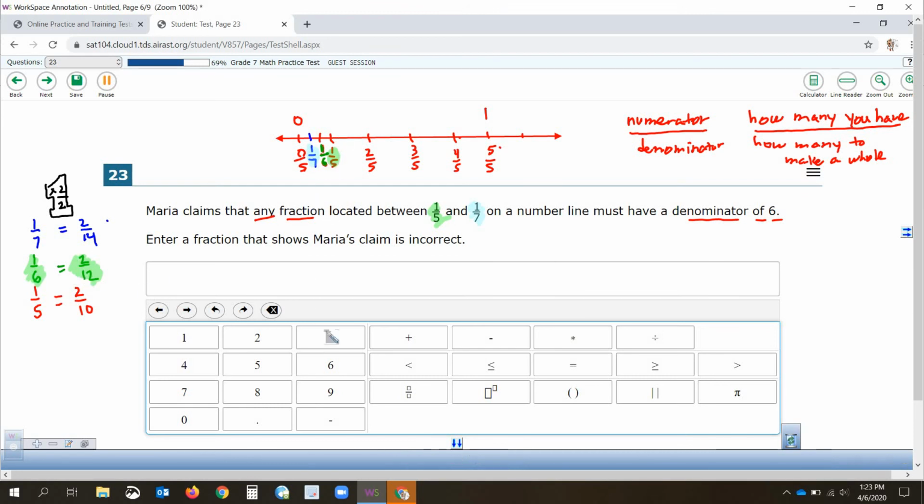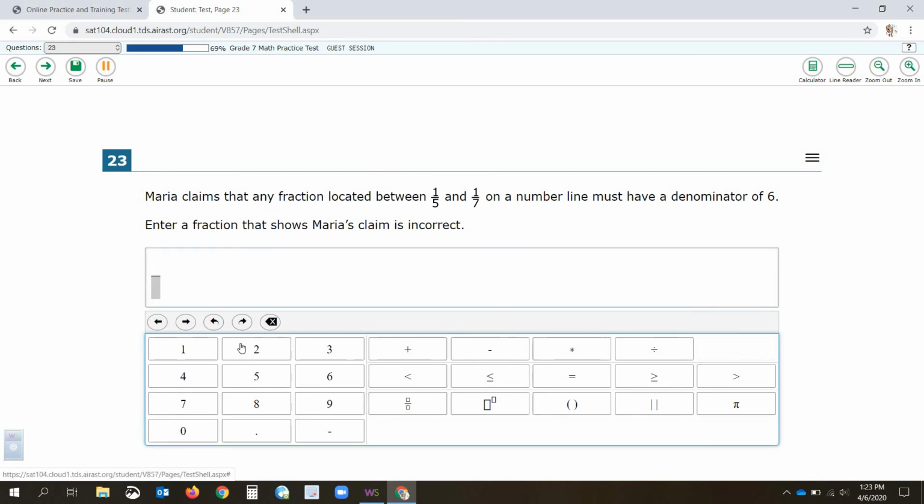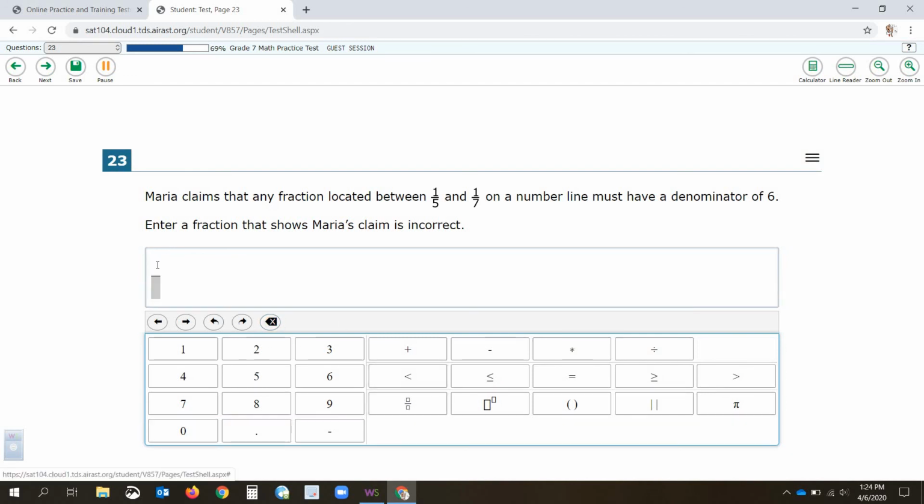So 2/12 is also between 1/7 and 1/5. And guess what? It does not have a denominator of 6. So Maria was on the right track with that 6 in the denominator, but she was incorrect. So we can put the fraction 2/12. Whoops, what happened there? Let's try that again. We can put 2 in the numerator, and we can put 12 in the denominator. And that is a counterexample to Maria's claim. And that is just one correct answer for number 23.